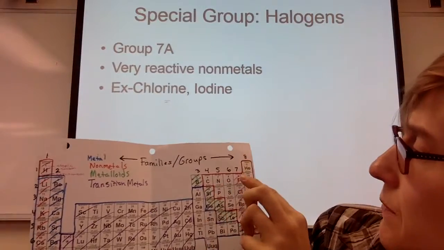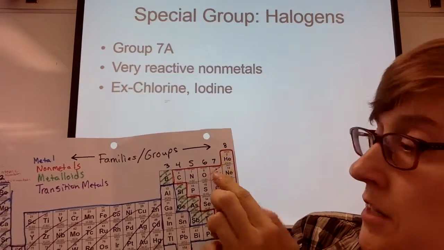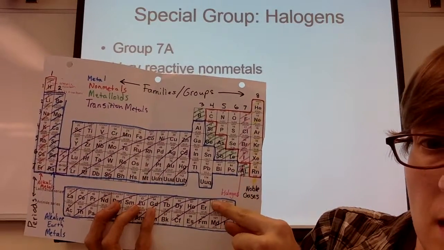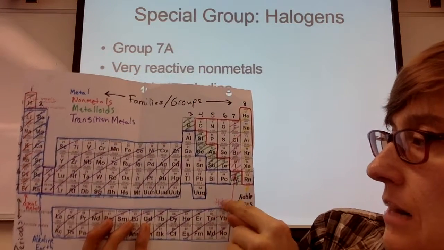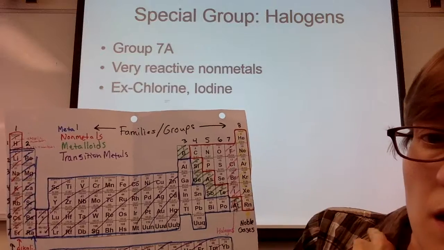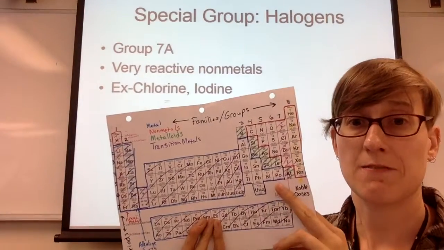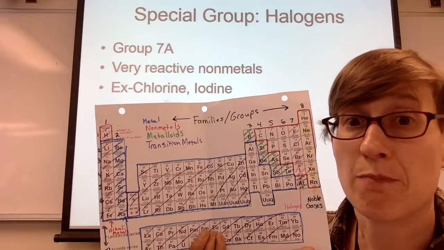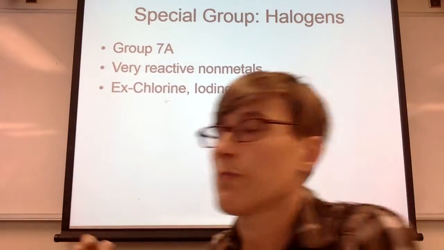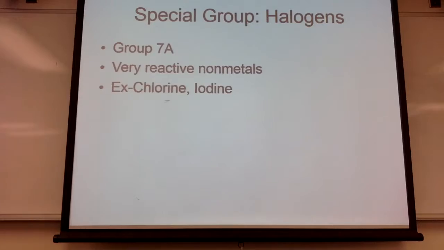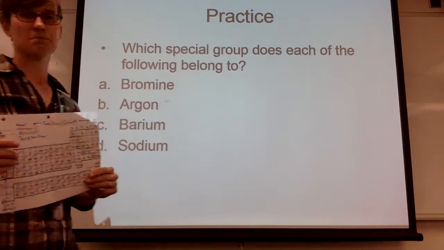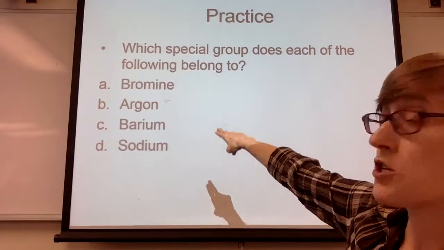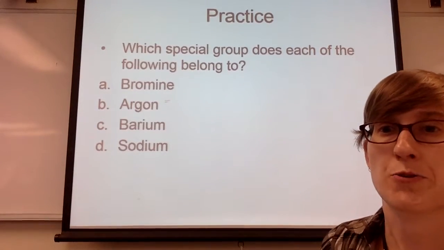The next family is the halogens. This is group 7, okay, right down here. You'll see I labeled it halogens. And these ones are very reactive nonmetals. They don't often appear in nature by themselves. They're always combined with something else. So now take a few minutes and see if you can decide which special group each of those belongs to.